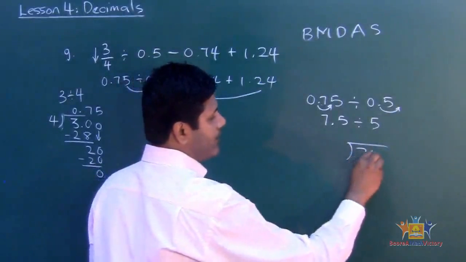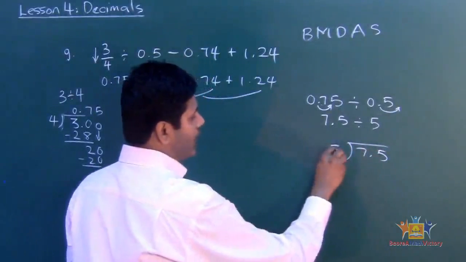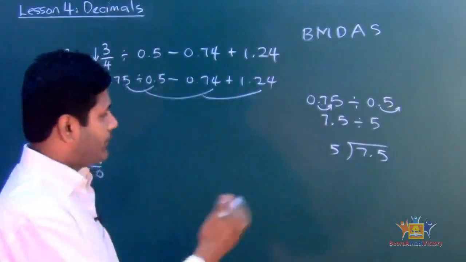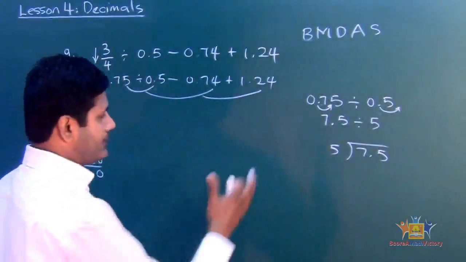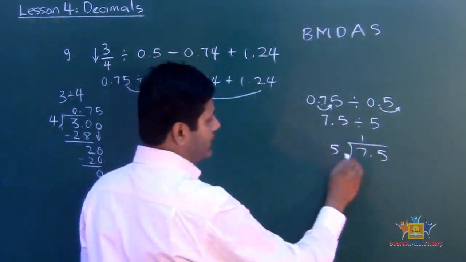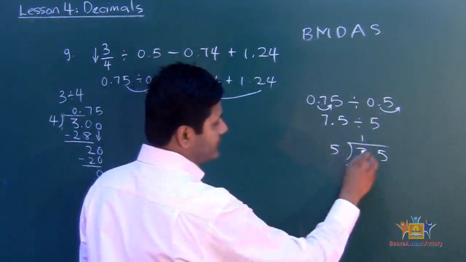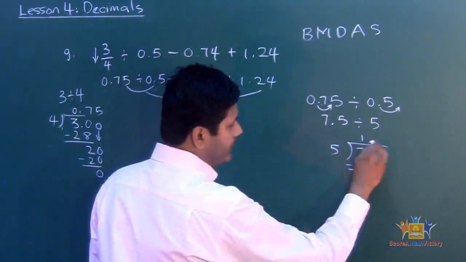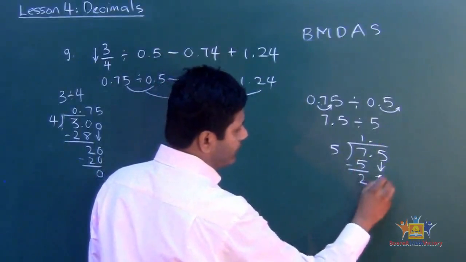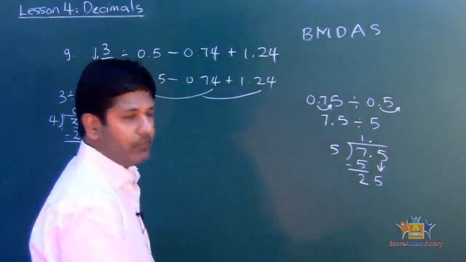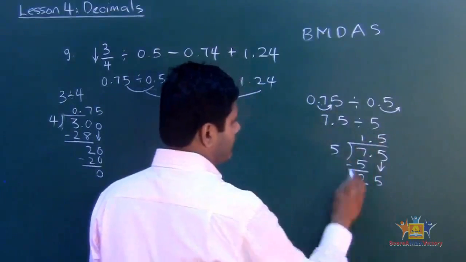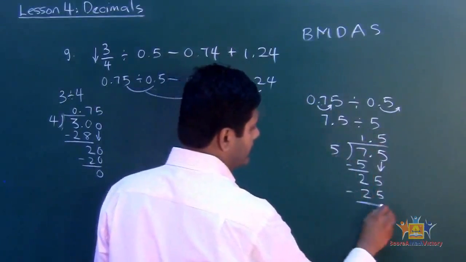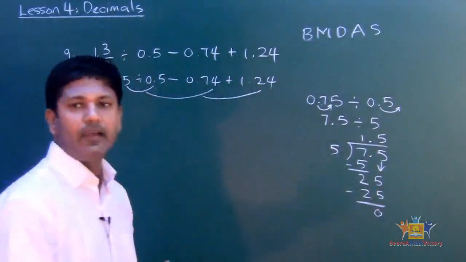7.5 is going inside the cage. 5 goes outside the cage, all right? In 7, there's how many 5? 1. 1 times 5 is 5. 7 minus 5 is 2. And then I'm going to bring the decimal up. I'm going to bring the 5 down. In 25, there's how many 5? 5. Very good, because 5 times 5 is 25. Minus gives me 0. That's the end of it.